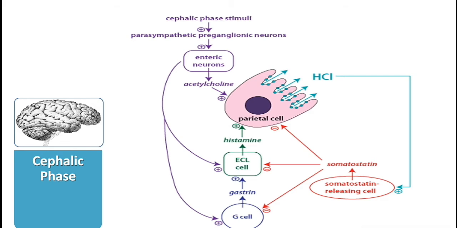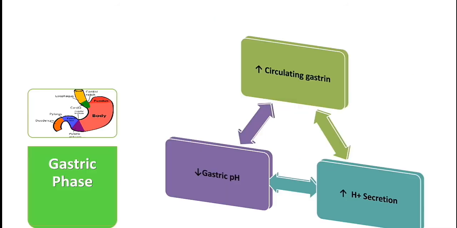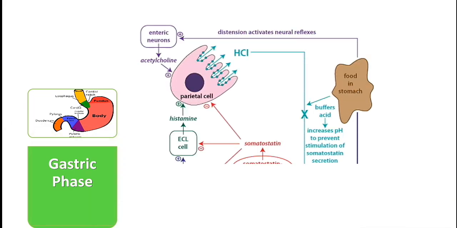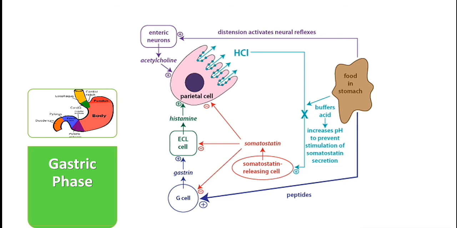2. Gastric phase. The primary factor during the gastric phase is that there is food in the stomach, which stimulates acid secretion. There are 3 different ways that this occurs. Food will stretch the walls of the stomach. This is sensed by mechanoreceptors, activating a neural reflex to stimulate acid secretion. Peptides and amino acids in food stimulate G cells to release gastrin. Food also acts as a buffer, raising the pH and thus removing the stimulus for somatostatin secretion.